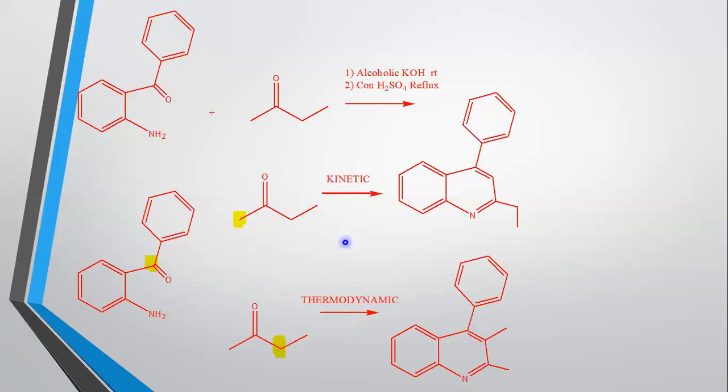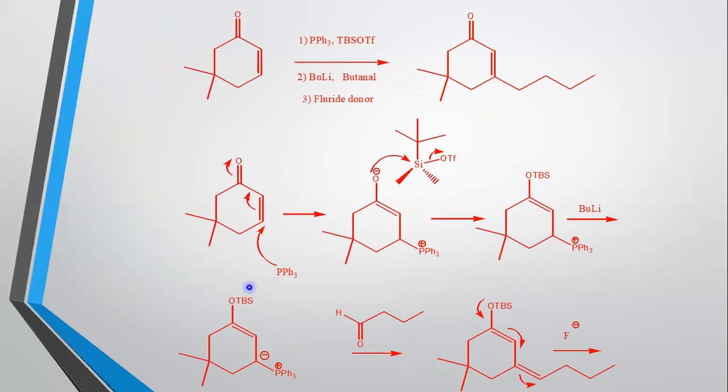Overall, what you can see is the condensation of this CO group with this NH2 is common in both cases. But under basic conditions, this carbon will get condensed here, and under acidic conditions, this carbon will get condensed with this CO group. With the elimination of water, we get a double bond. That's how these two products are formed.